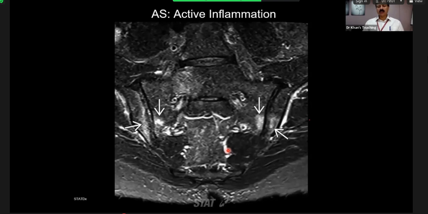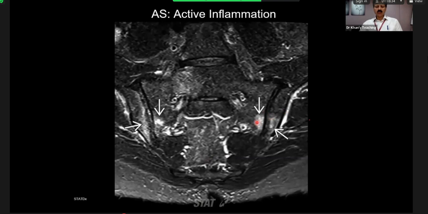But STIR is the king sequence as far as bone marrow edema is concerned. If you find bone marrow edema, that is diagnostic for spondyloarthropathy, and this is the criteria from the British Rheumatology Society also. And you can grade it. At an FRCR level, nobody is asking you to grade it, but these concepts are very important.